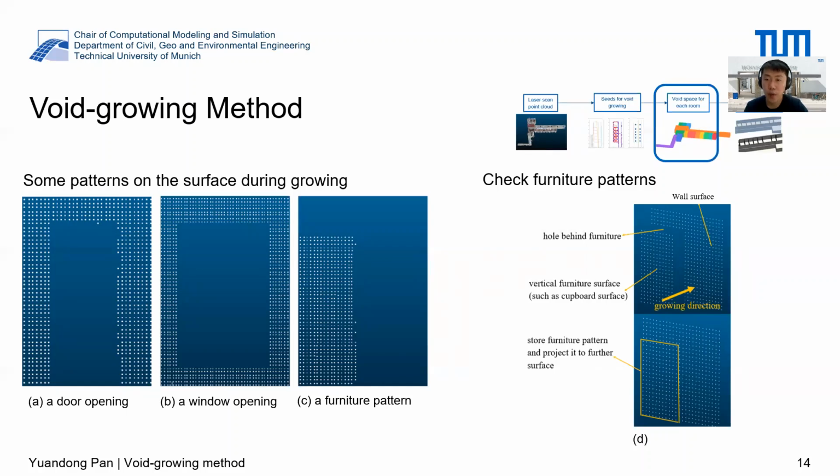However, a furniture pattern would cause a problem. We handle this as shown in image D. When we find a large non-void voxel pattern in one direction, we start the furniture pattern and then continue growing in this direction. In all the further steps, we project the furniture pattern we started in this direction and then use the projected pattern to check whether we stop growing in this direction.